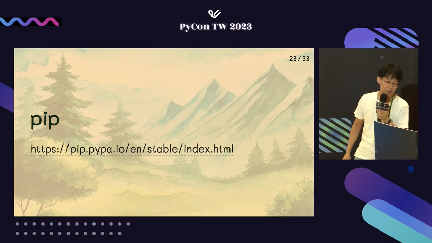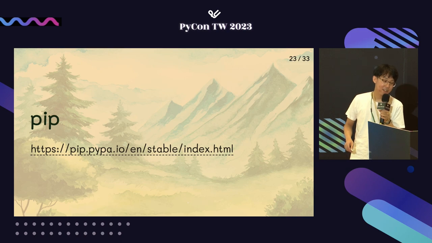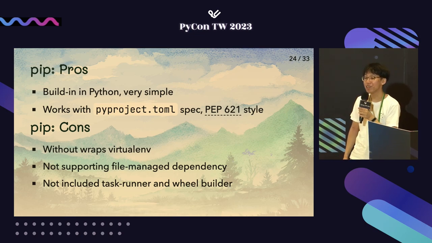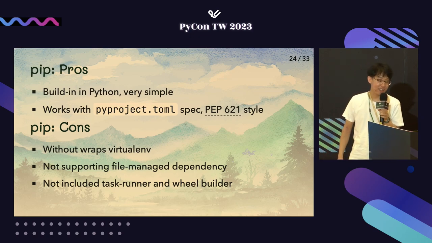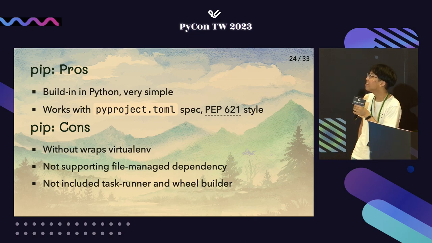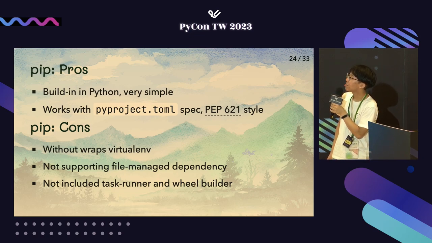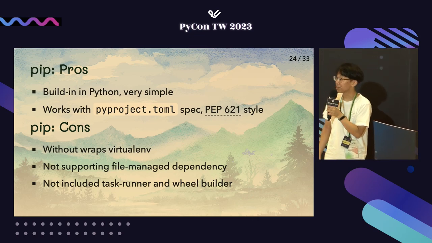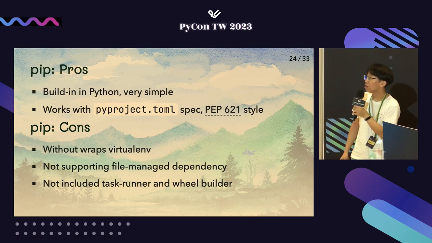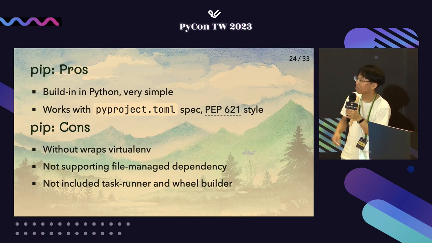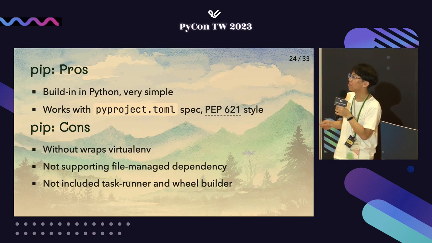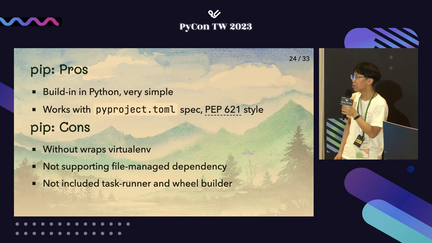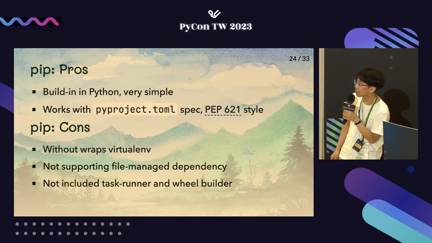The last is pip, just pip. It is built in, no installation needed. I don't know any Pythonista who hasn't used this. Everyone has used it. It is built into Python and very simple to use, and because it is official, of course it works with pyproject.toml, PEP 621 style. But there are some negative points: without a virtual environment wrapper, file managers, dependency locking is not supported, and it does not include a task runner or query builder.